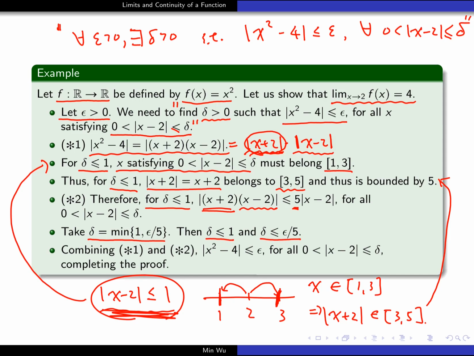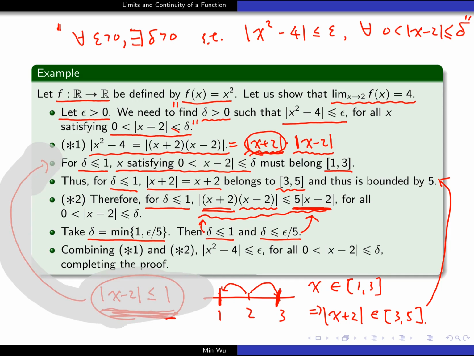And when delta is less than or equal to 1, then we know that this inequality is guaranteed by choosing delta less than or equal to 1. And this term can be controlled by this. So yeah, you can see. Okay, so let me erase something and explain here.